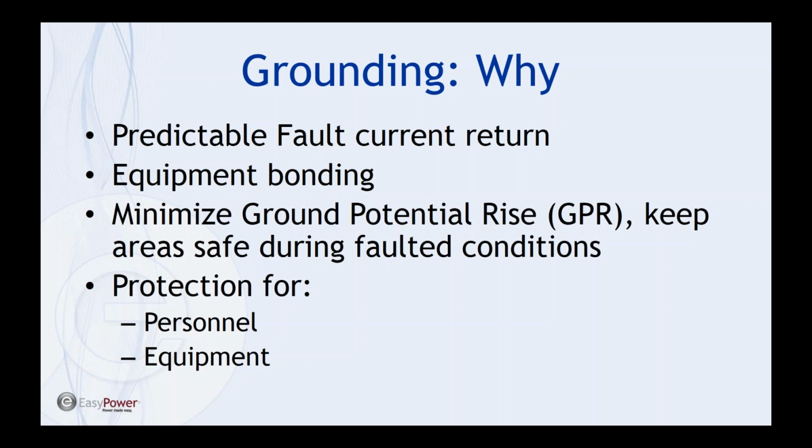During a fault or other conditions causing GPR, the grid is meant to bring all of the ground and all of the equipment around you to the same potential, so that the voltage between any two step or touch points is meant to be safe during faulted conditions.